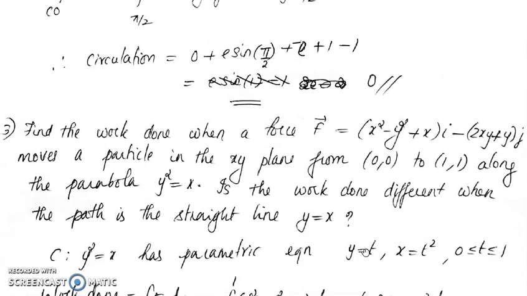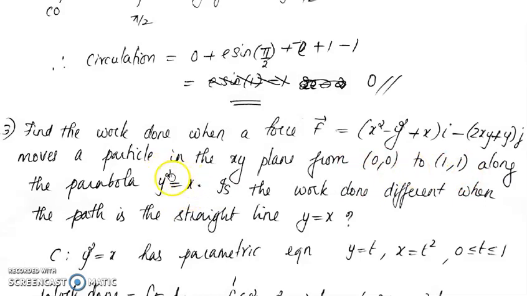And the next problem is: find the work done when a force F equal to (x square minus y square plus x) i minus (2xy plus y) j moves a particle in the xy plane from 0 0 to 1 1 along the parabola y square equal to x. Is the work done different when the path is a straight line y equal to x? So the first part of the question is you need to find the work done along the parabola y square equal to x, starting from the point 0 0 and the terminal point as 1 1.